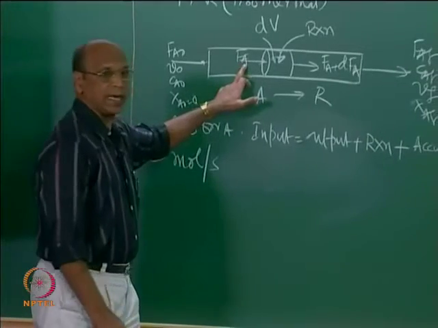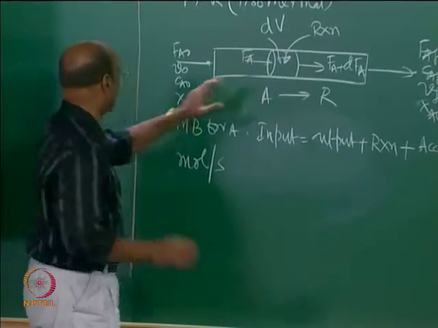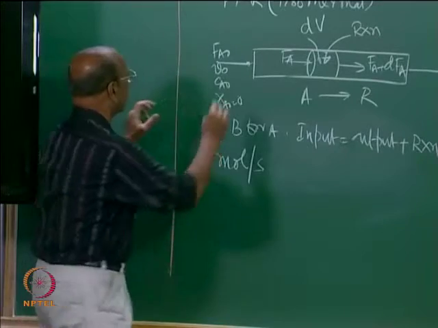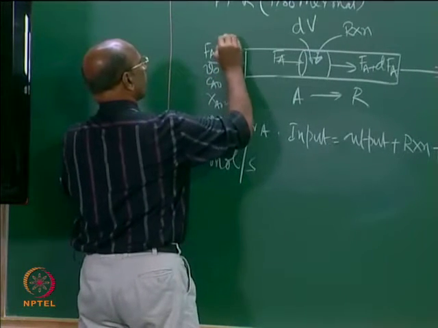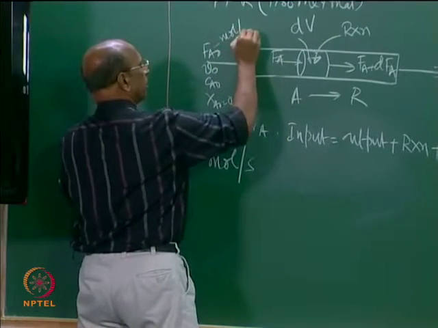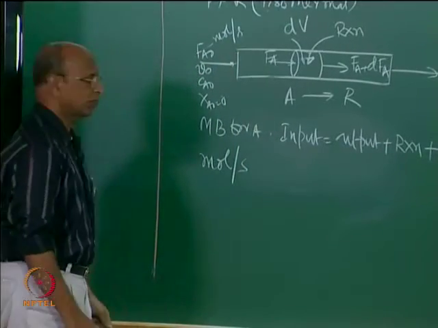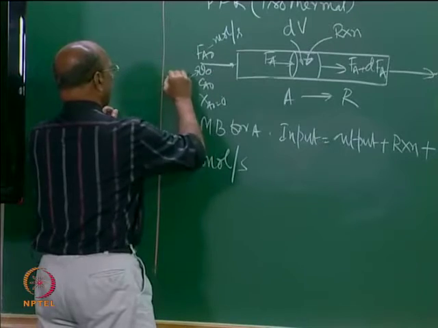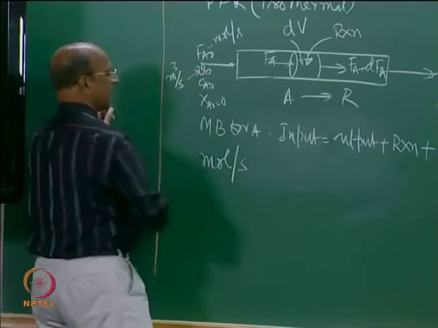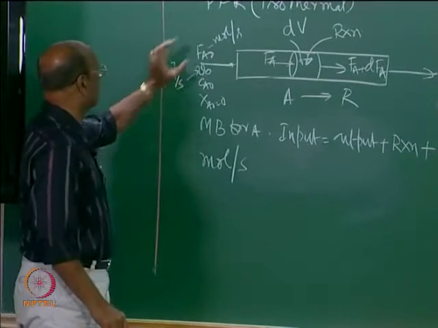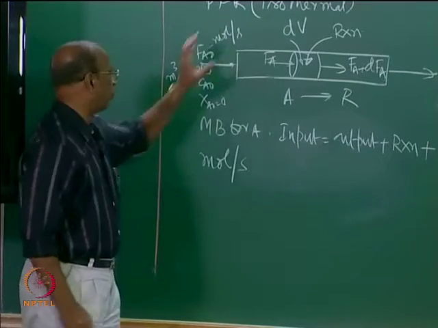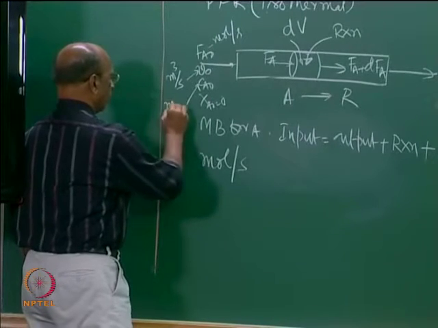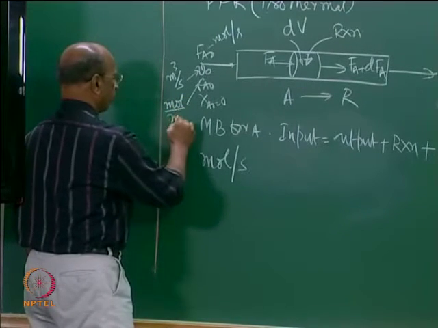Now FA, according to our notation, is moles per time, moles per second, for example. And V is meter cubed per second. So this is called volumetric flow rate, this is called molar flow rate, and Ca naught is moles per meter cube.